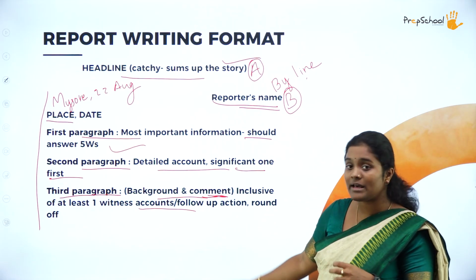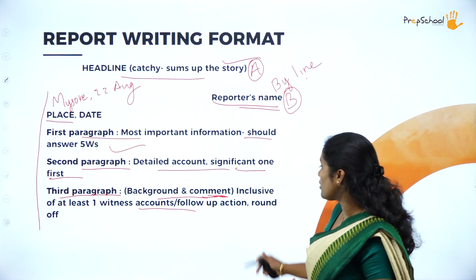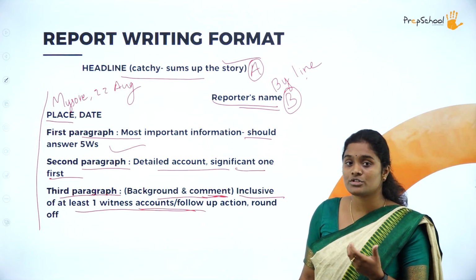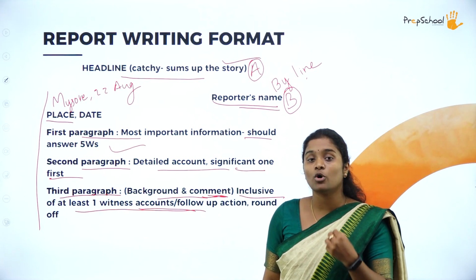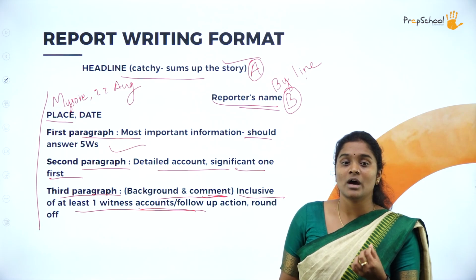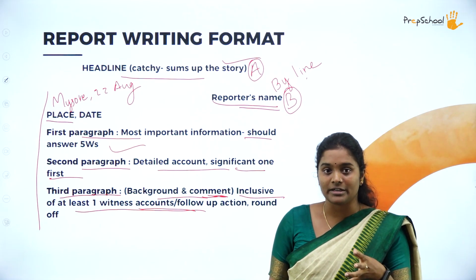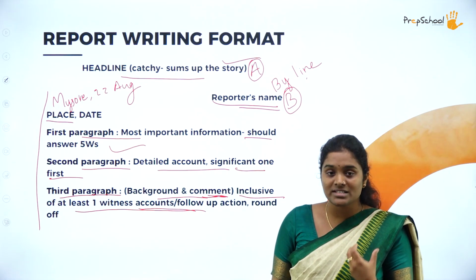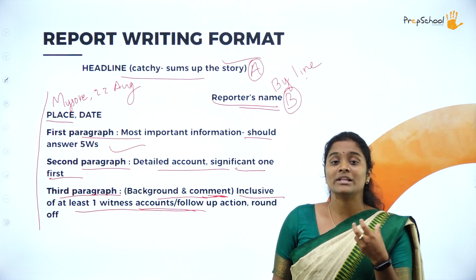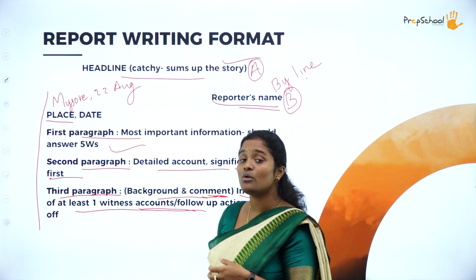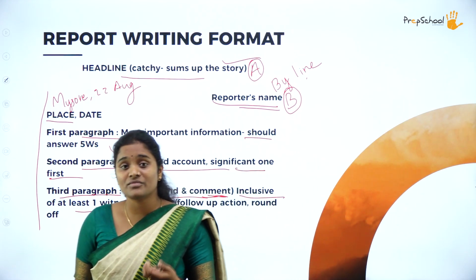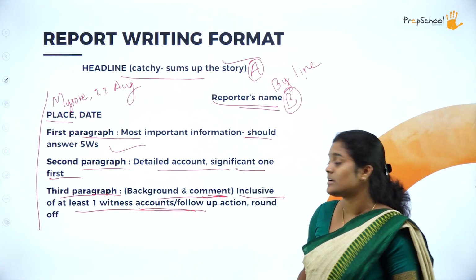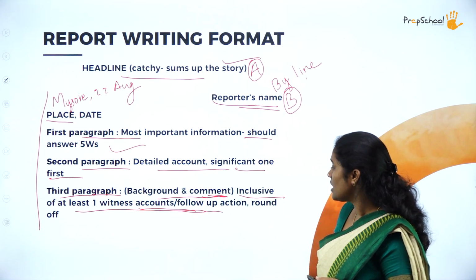And in the conclusion, the last paragraph which I talked about, it should include at least one of the witnesses' accounts. You should include the opinion or the account of people who were part of it. For example, there were kids and teachers who were part of the first day of school. So you'll include how the teachers felt about it and how the students felt on their first day. You have to include at least one witness comment or account.